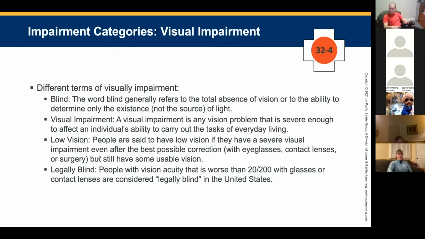People are said to have low vision if they have severe visual impairment, even after the best possible correction, whether it be with glasses, contact lenses, or surgeries, but still have some usable vision. And then there's the term legally blind, and we run into this one quite a bit. This is somebody who has a visual acuity that is worse than 20/200 with glasses or contact lenses. They are considered legally blind in the US.